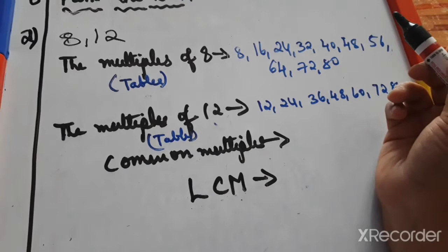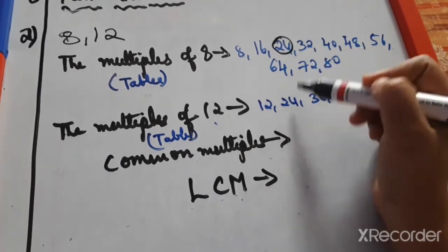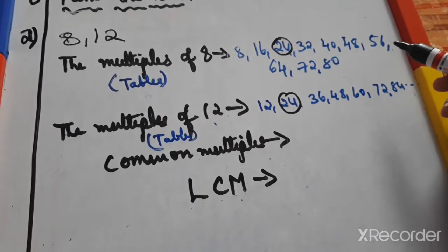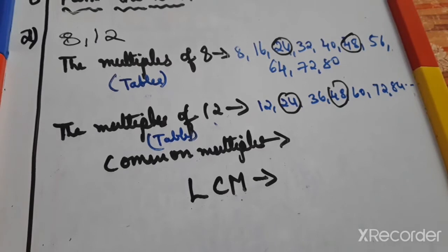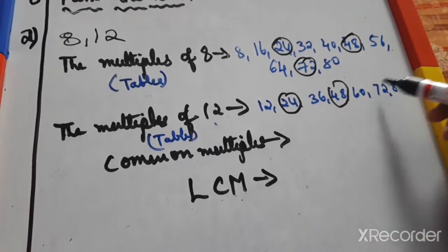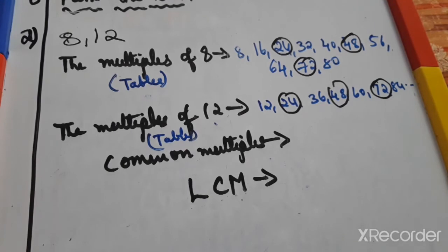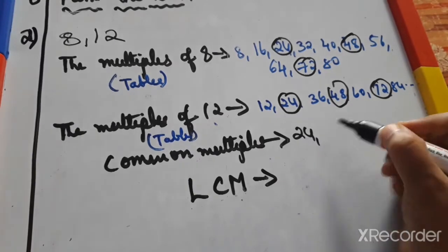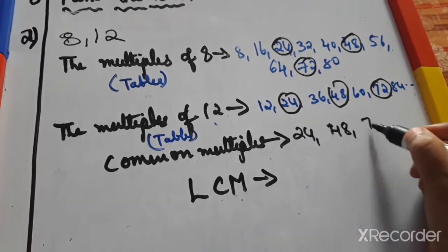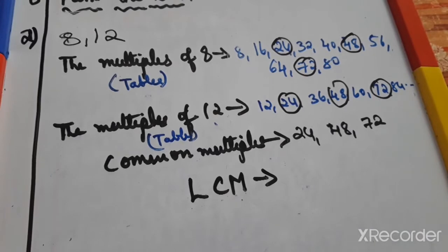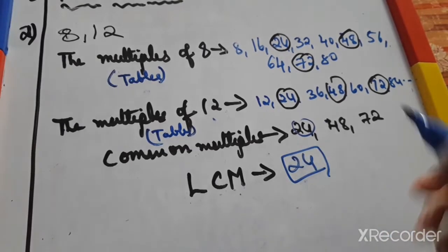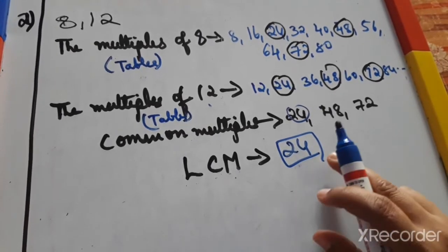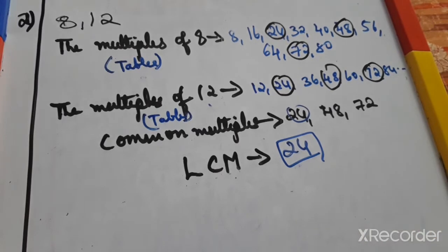So which are the common multiples here? 24 is common here. Then 48 is common. Yes, 72 is also common. Then write the common multiples: 24, 48 and 72. Which is the least common multiple? The least common multiple is 24. So LCM is 24.